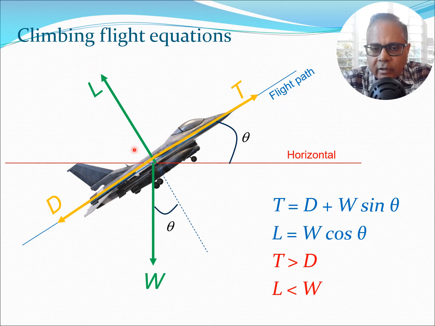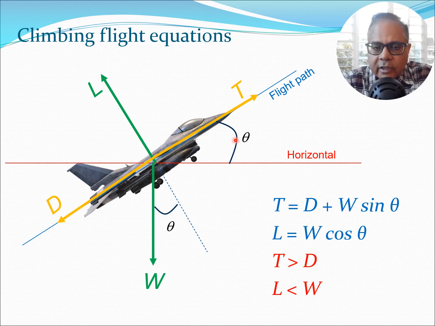Now if we look at the vertical direction, there I'm going to get the equation L equals W cos theta. Essentially that's the component of W in the lift direction. So these two equations give me the force balance situation here, and recall that compared to our previous discussion about steady level flight, now we have the angle theta in both these equations, and therefore the equations are slightly more complex.